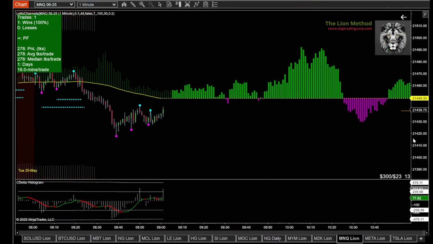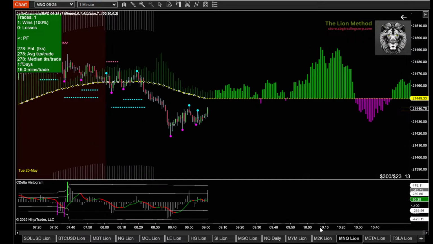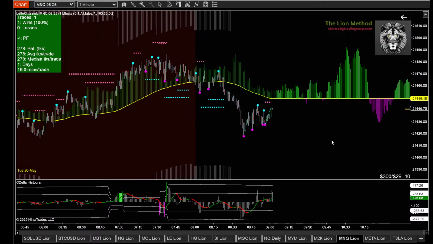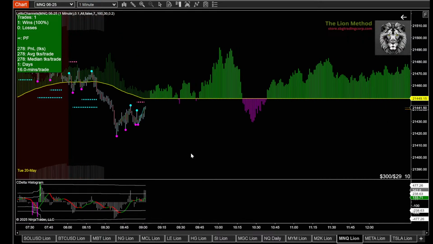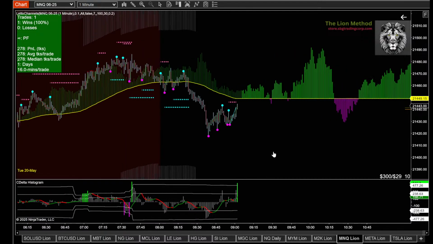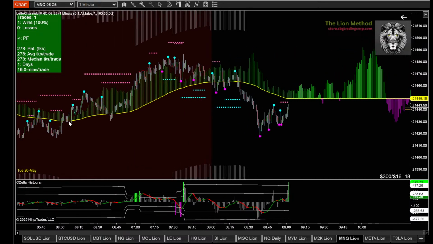So I mentioned the Lido channels produces our histograms, what we call the tendency histograms. Now, these are fascinating little tools. And it tells us, on average, where does this market like to be? Throughout this time period, throughout these minutes of the day, the market likes to be, or has been in recent past, positive. So it's green histograms, positive since 6 o'clock, all the way up there.